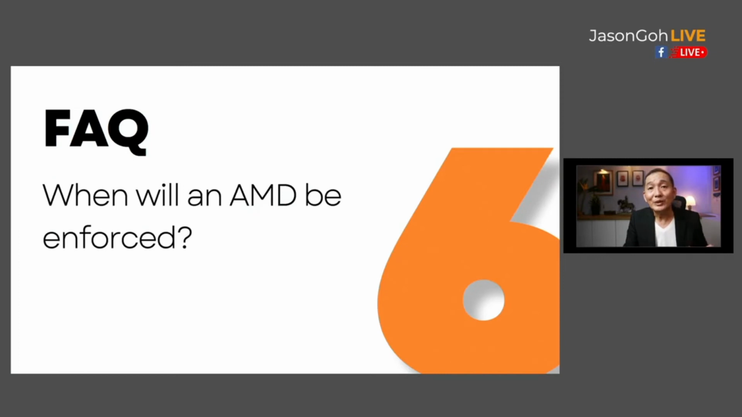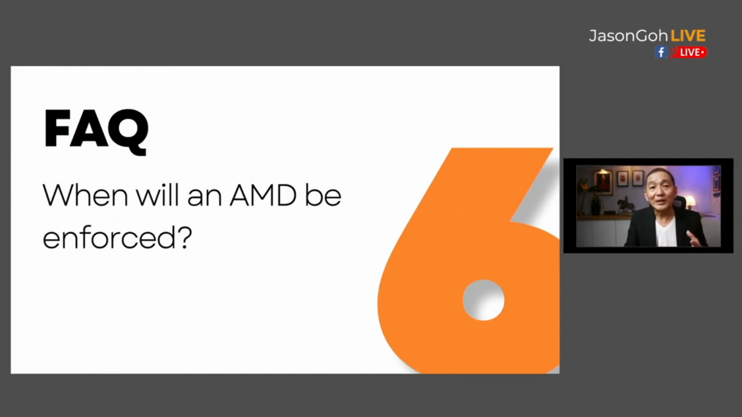So let's come to question number 6. When will an AMD be enforced? The AMD will only come into force once you have been determined to have a terminal illness and a certificate of terminal illness has been issued. Three doctors, including the patient's hospital doctor, must unanimously certify this patient's terminal illness. Two of the doctors must be specialists.